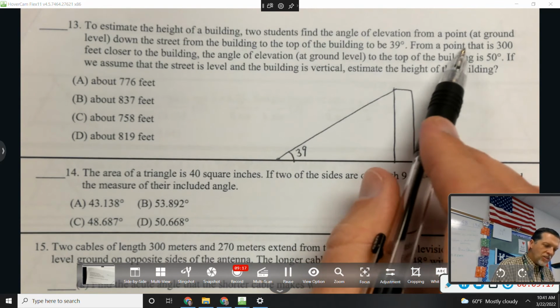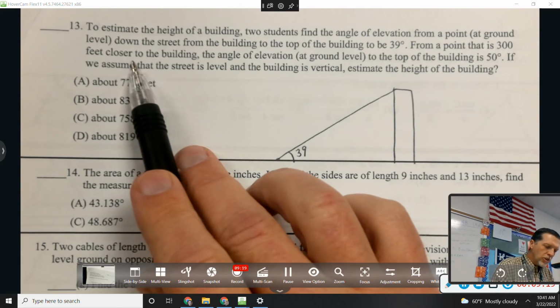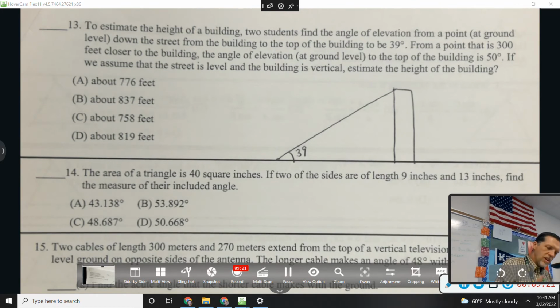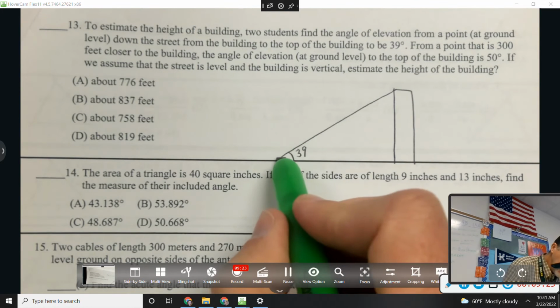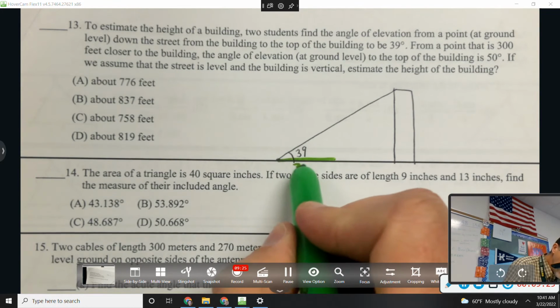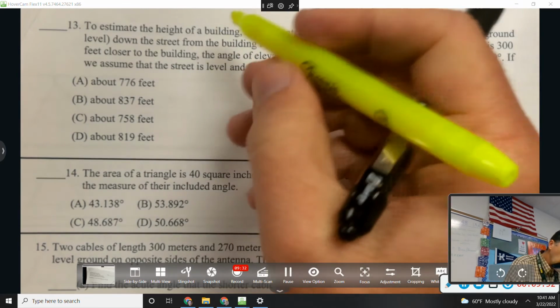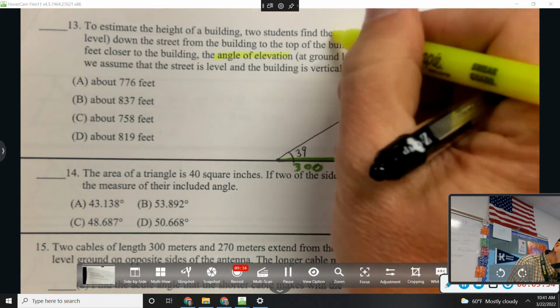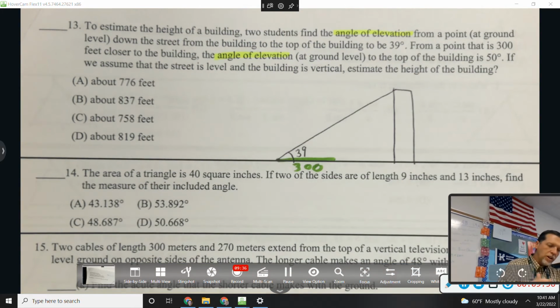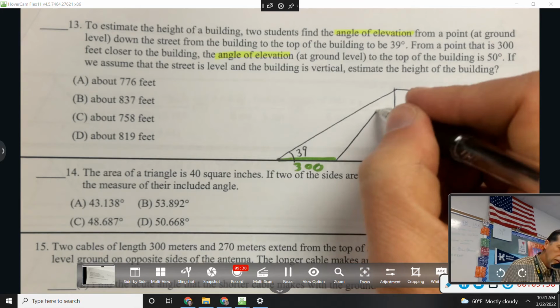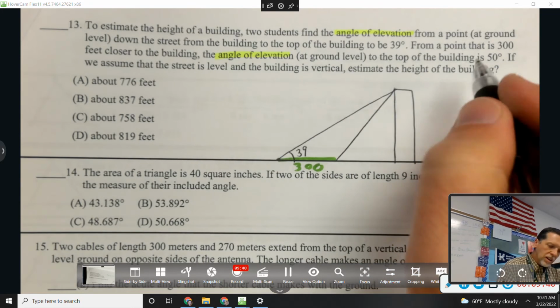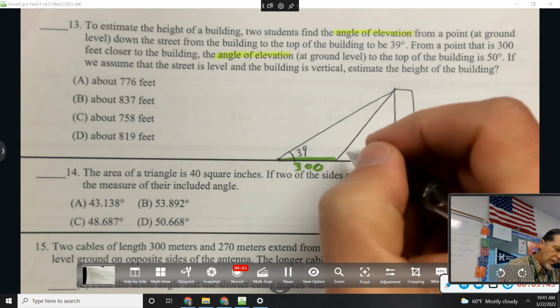From a point that is 300 feet closer to the building. So not 300 feet from the building, but 300 feet closer to the building. The angle of elevation. This is why we're working this problem. Angle of elevation. So that means as we look up at the top of the building, it should be more than 39, is 50 degrees.